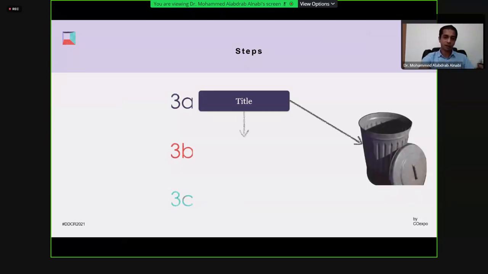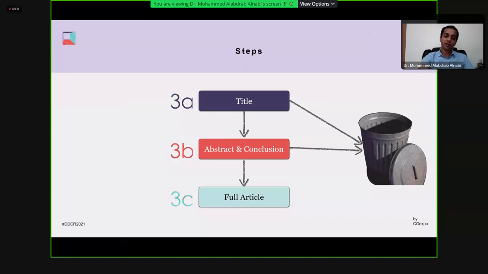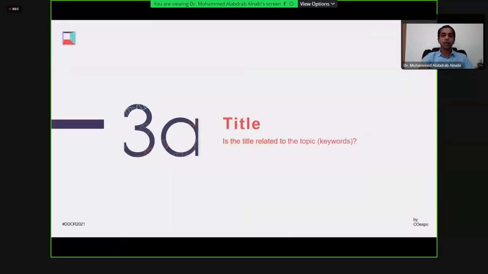So then how do you better use your time and effort to read an article? You go through simple steps. Step number one is reading the title. If it fits your needs, otherwise you throw that article into the garbage. Step number two is looking at the abstract and conclusion. And again, if the abstract and conclusion work well for you, otherwise you throw it out. And then step three is reading the full article. So you only reach the full article once you're happy with the title and then happy with the abstract and conclusion.